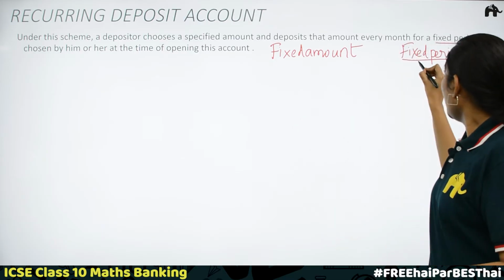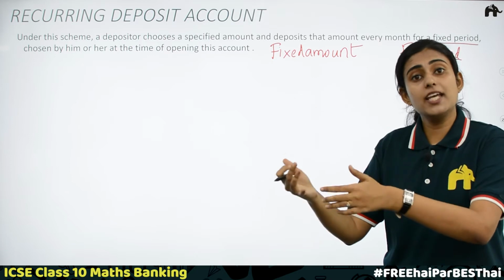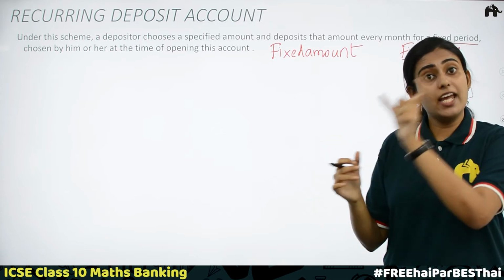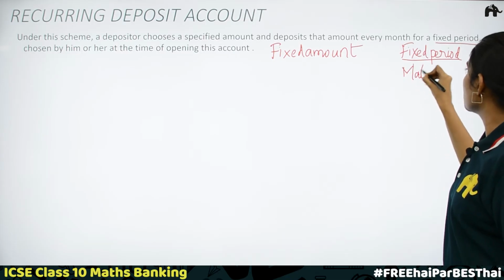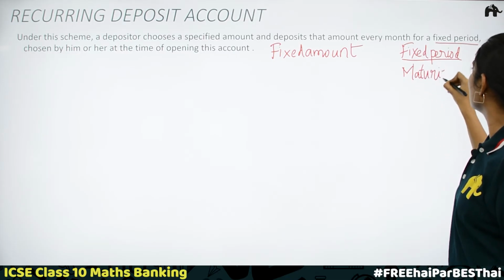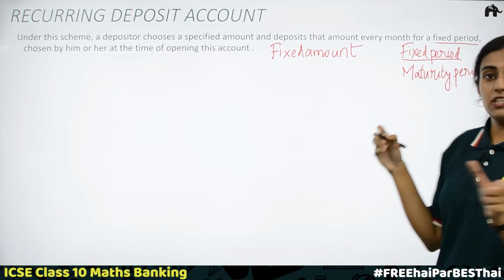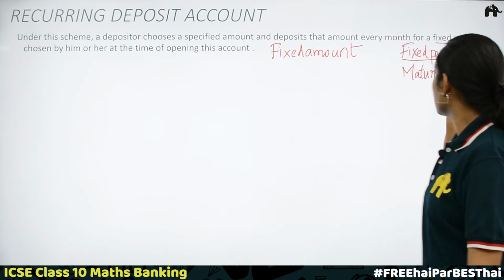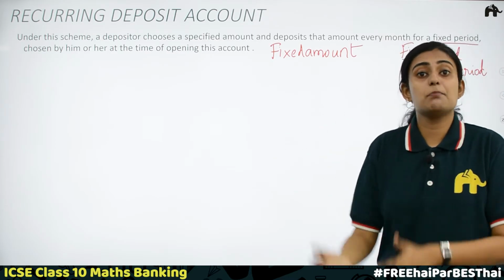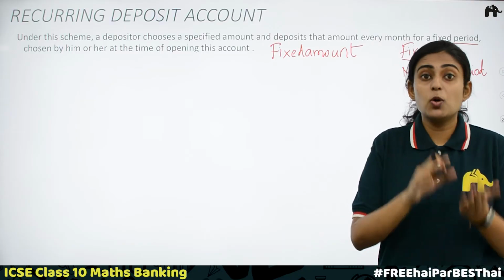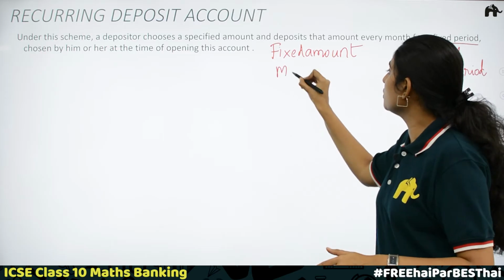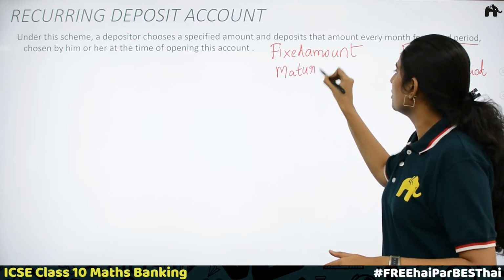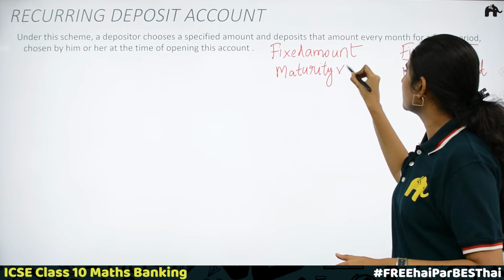At the end of this fixed period, you will be getting back the money. The end of this fixed period is called the maturity period. Maturity period. That fixed period of time. The amount that you receive back, the total amount that you get back, which includes both the amount that you paid and the interest it gained, is called maturity value. Maturity value. Clear?